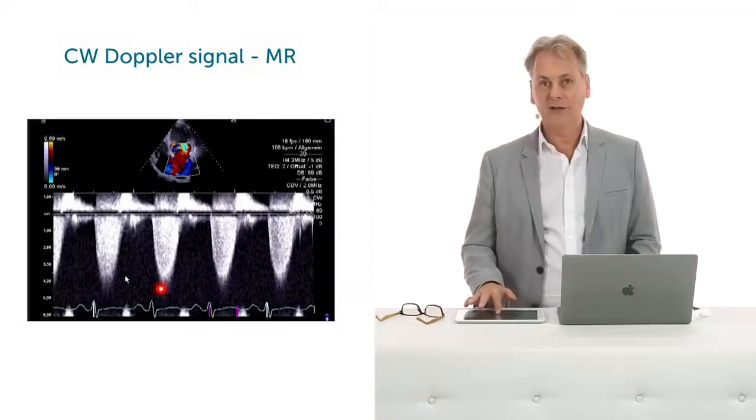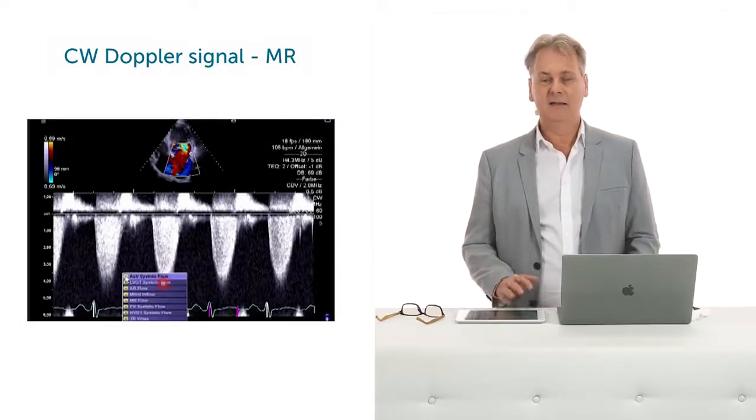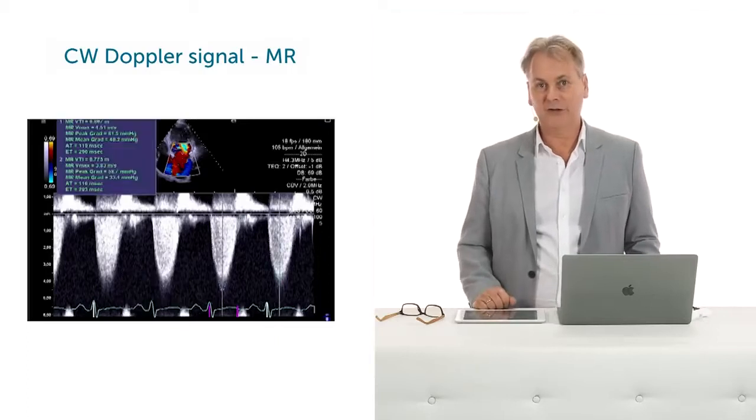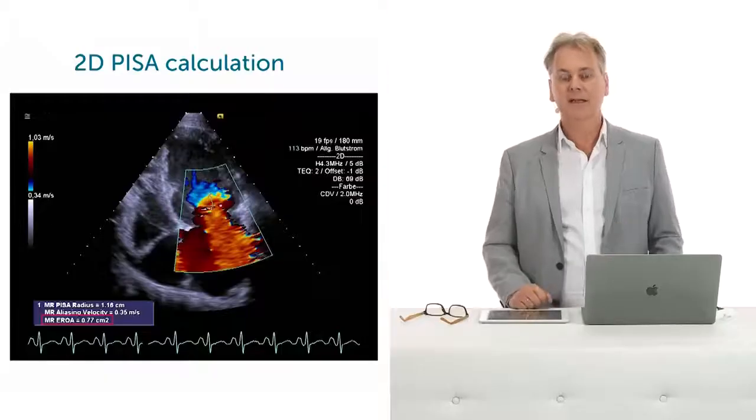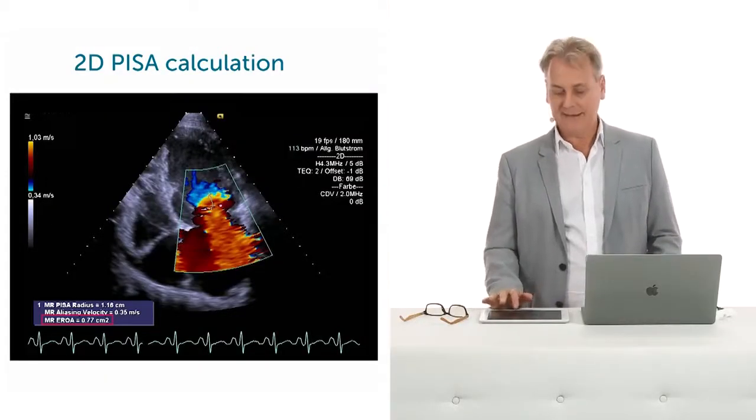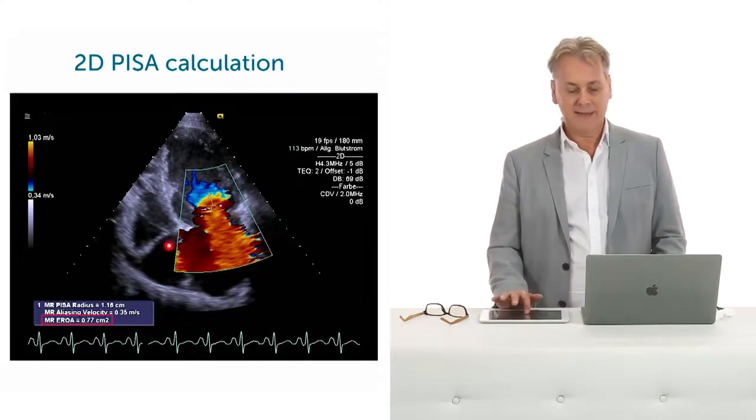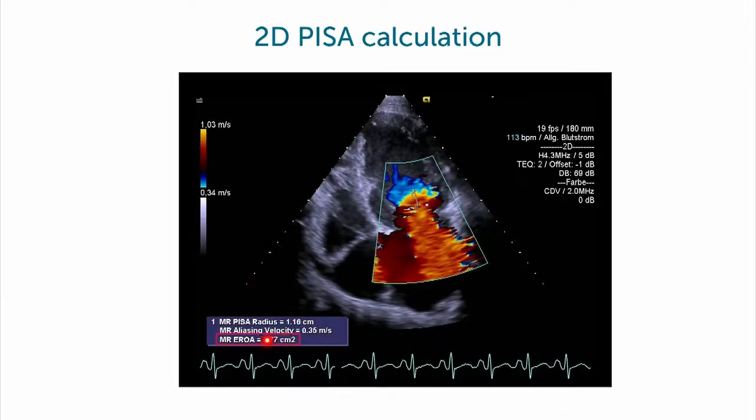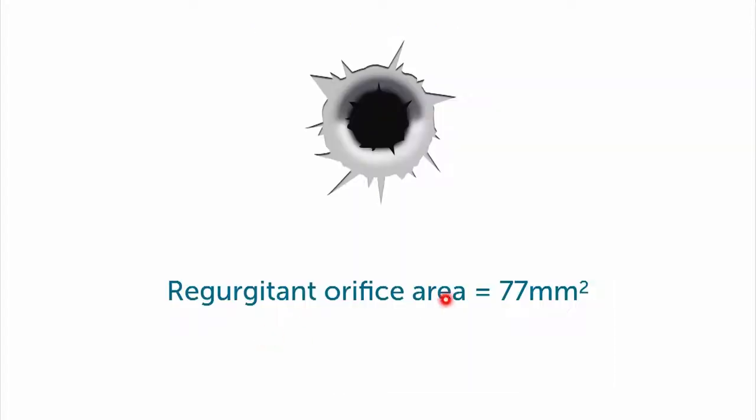On a side note, also take a look at the shape of the MR signal. It's triangular and the velocity is not very high. Why not? Well, because her blood pressure is very low. She's almost in shock. After we performed this measurement, we need to also look at the color Doppler signal and measure the PISA hemisphere. Here we picked an appropriate frame where we can nicely see the PISA, and we already calculated the regurgitant orifice area, which is 77 square millimeters.